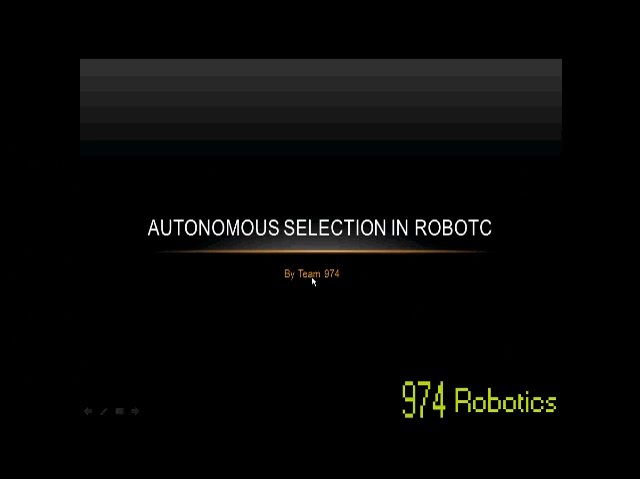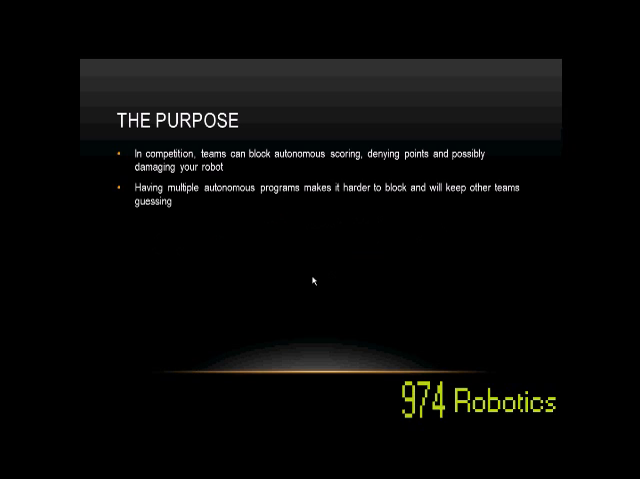Hello there, Chase from 974 Robotics, and I'm here to give a short little tutorial about autonomous selection in RobotC. Autonomous selection is basically a way of having more than one autonomous program.